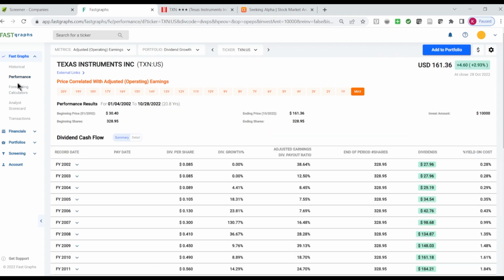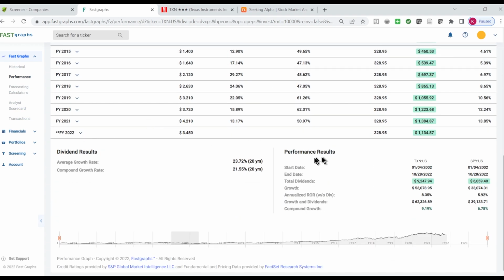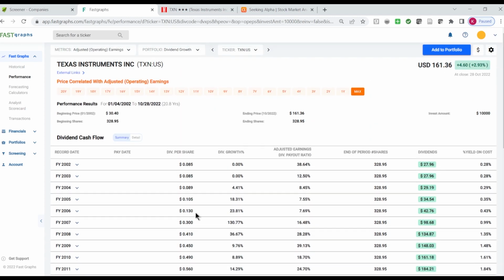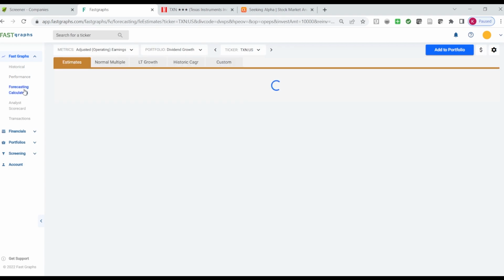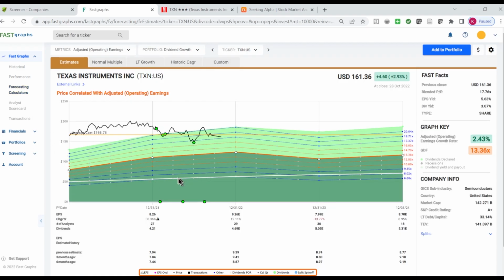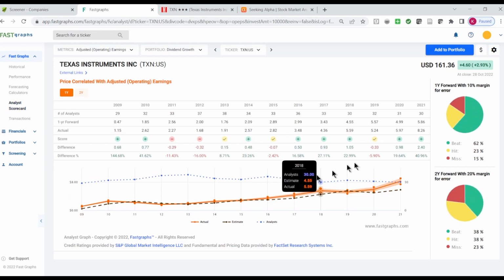It can look at performance, and it shows you what the performance has been compared to the S&P 500 over a certain time period. It'll talk about forecasting and what the forecast looks like based on the best known information at the time, and it'll tell you how well the analysts have performed or not.